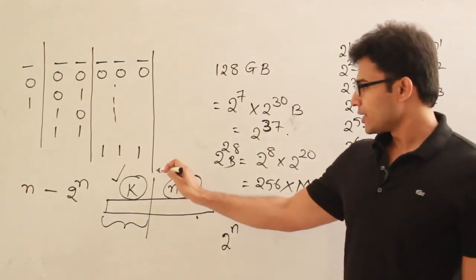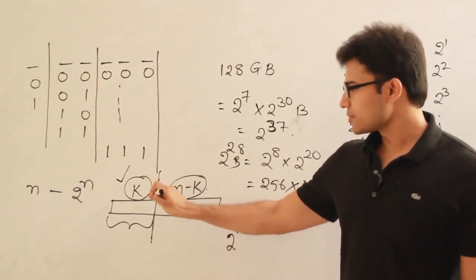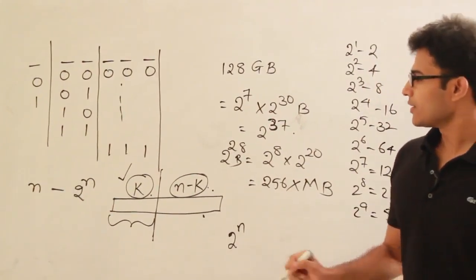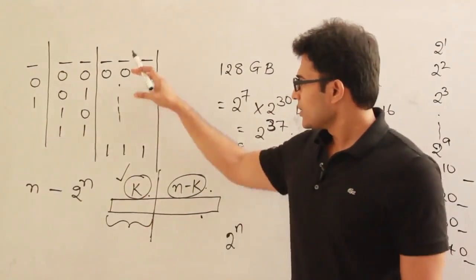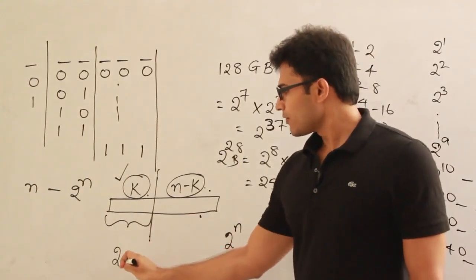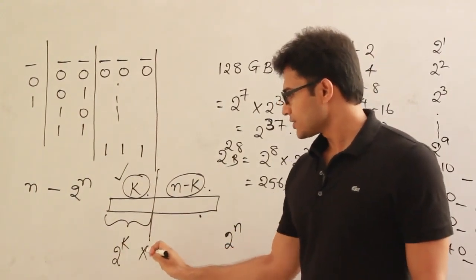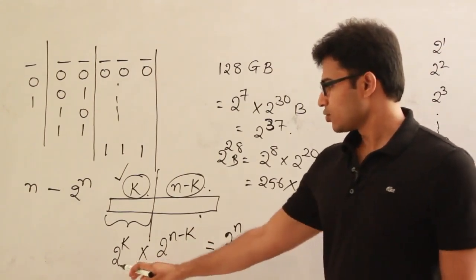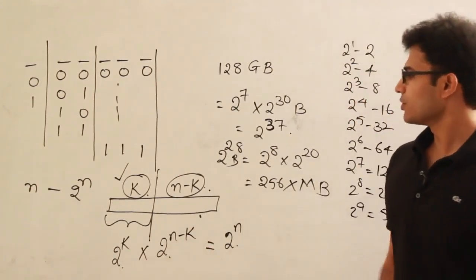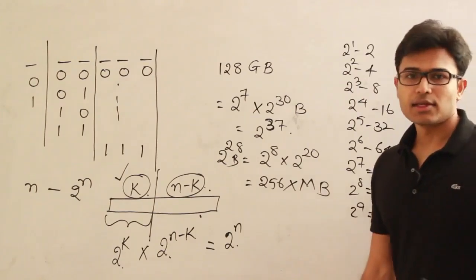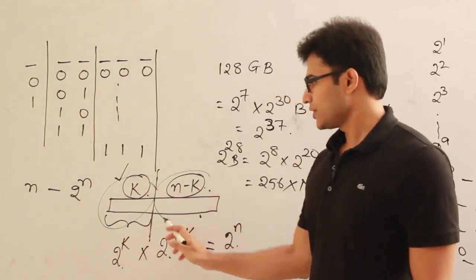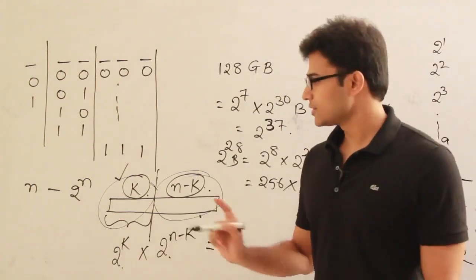Now if I break it into two parts in such a way that the first part contains k bits and the second part contains n minus k bits, then it is nothing but dividing the entire address space into 2 power k parts in such a way that the size of each part is 2 power n minus k. Now check this, 2 power k into 2 power n minus k is again going to give you 2 power n. In computer networks, I told you that this is the network ID and this is the size of the network, or the number of IP addresses in the network.